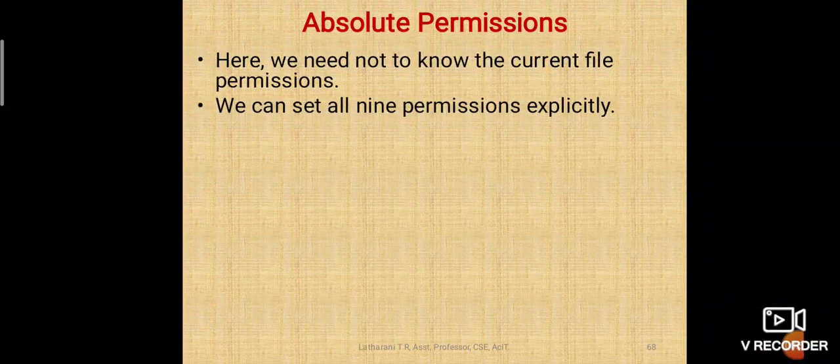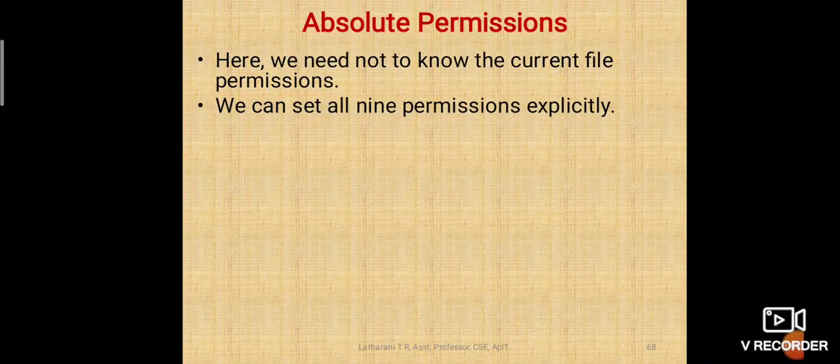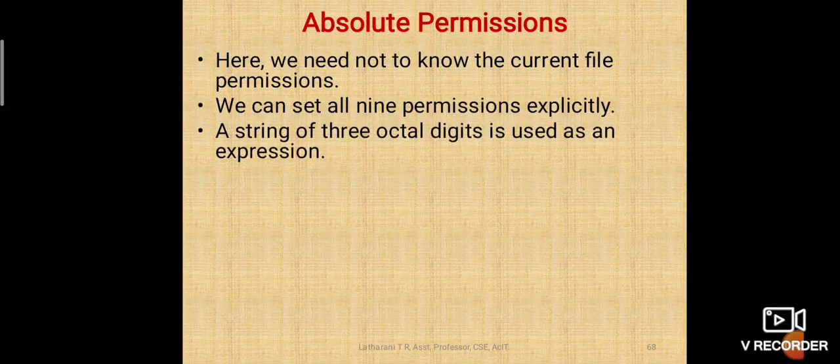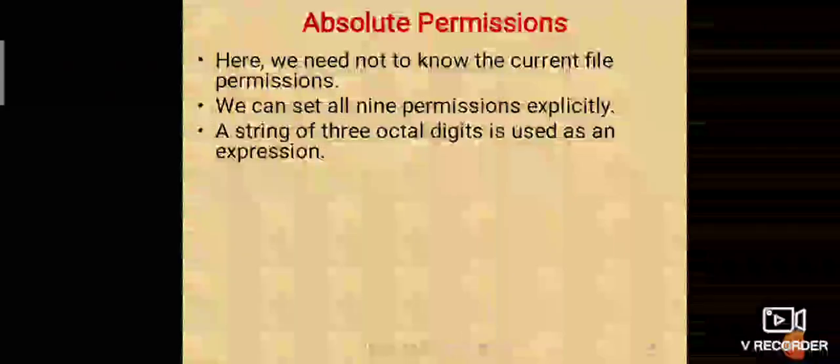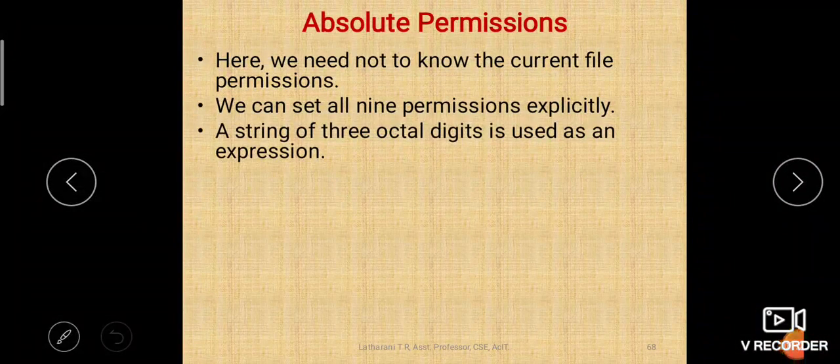We can set all 9 permissions explicitly. So all 9 permissions, 3 for user, 3 for group, 3 for others, we can set at a time. A string of 3 octal digits is used as an expression. In the relative method we used UGO for representing categories, plus and minus operators to assign or remove the permissions, and RWX for giving the permissions, right? RWX letters were used to represent the read, write and execute permissions.